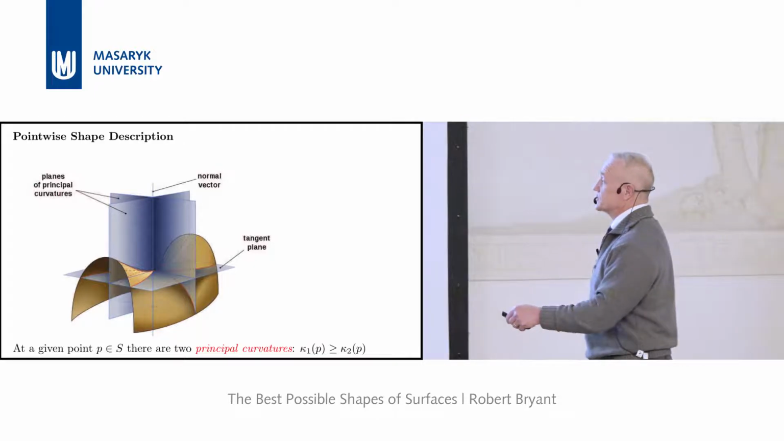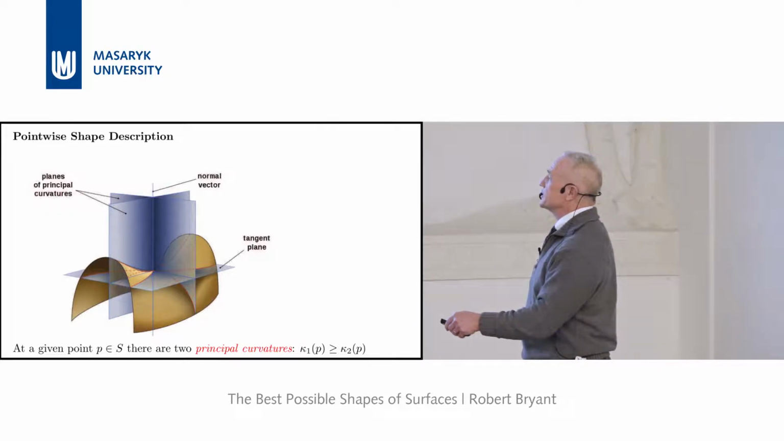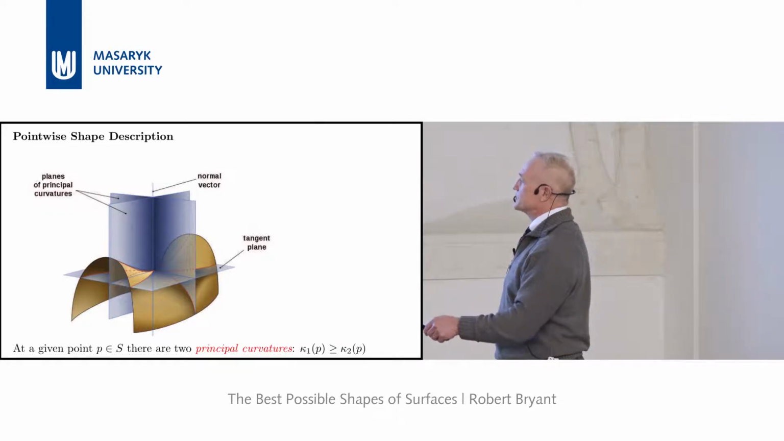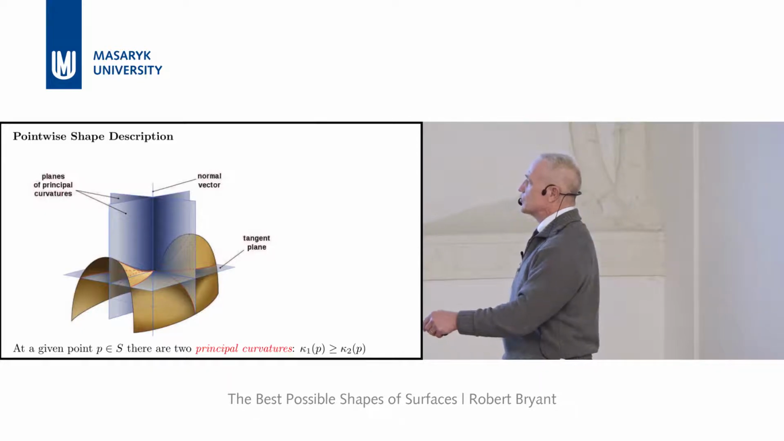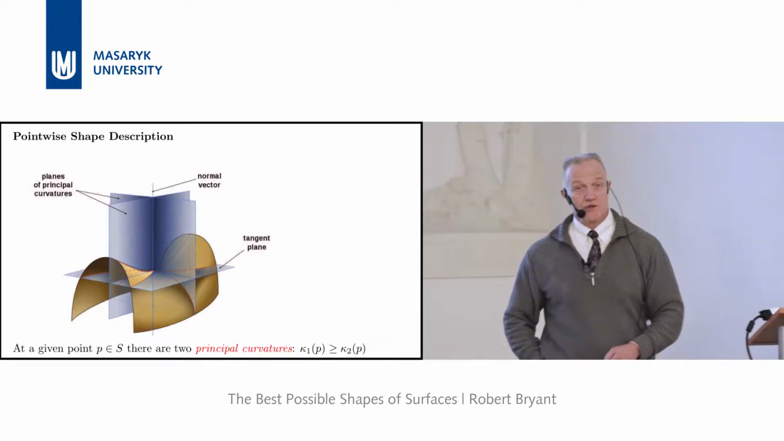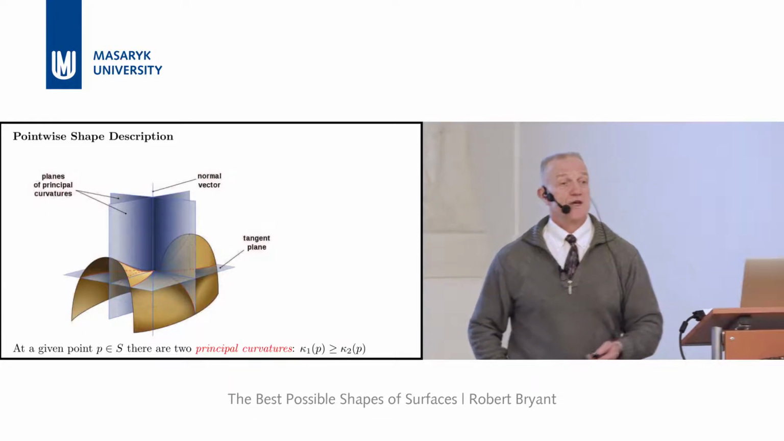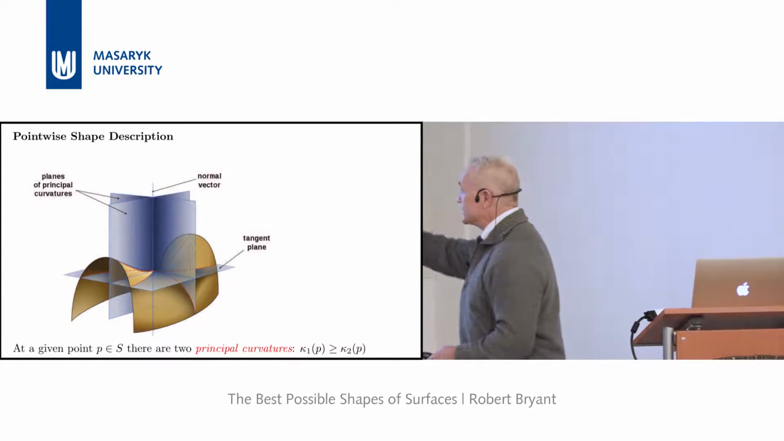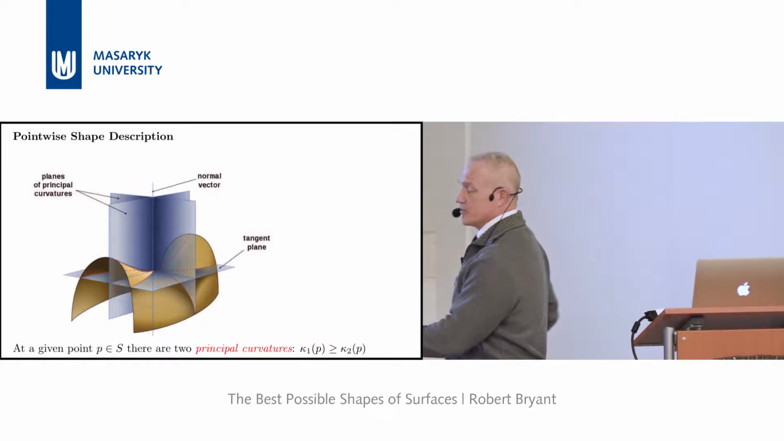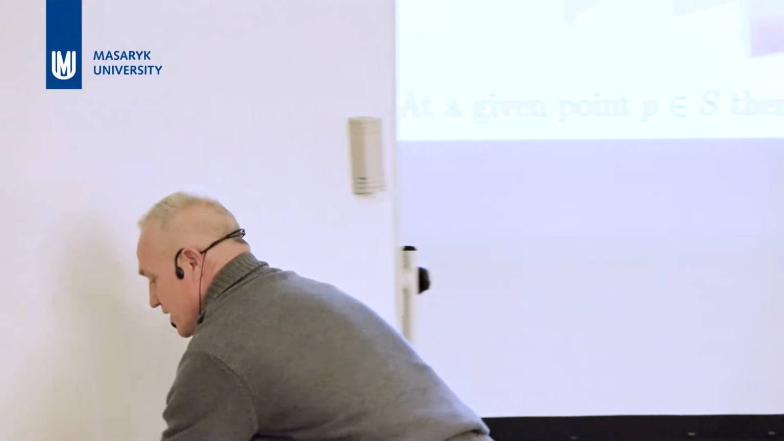For example, if the surface is saddle-shaped, there'll be one particular direction where it bends up the most, and then perpendicular to it, there'll be a direction where it bends down the most. Those are called the two principal directions. They don't always have to be one going up and one going down. It could be something like this instead.